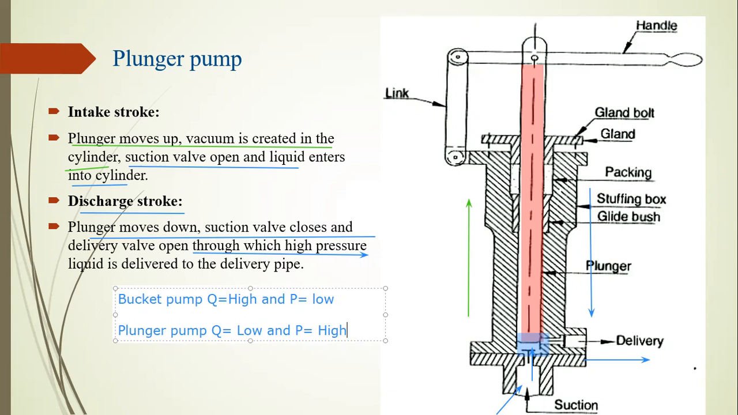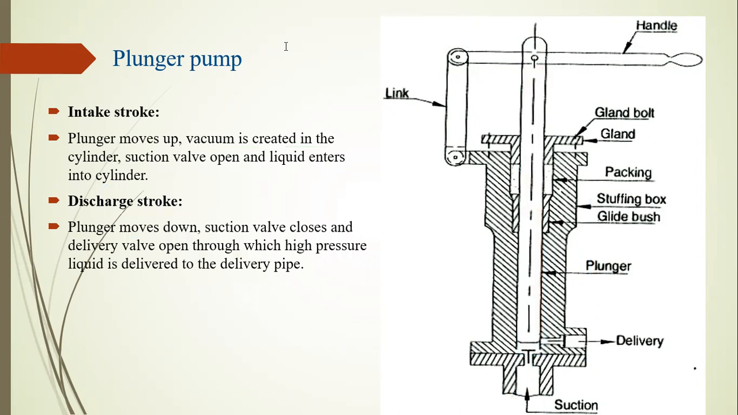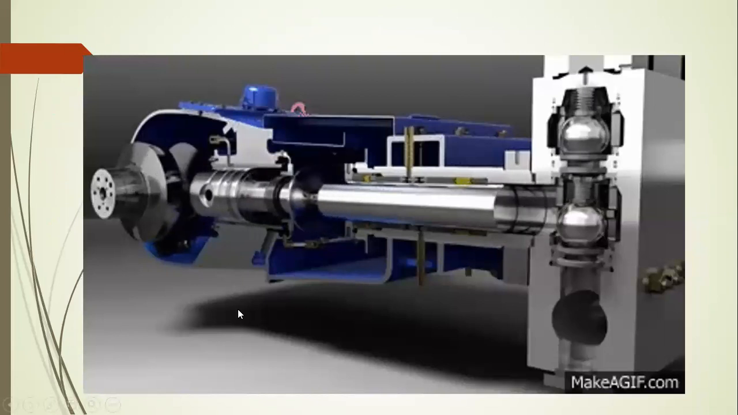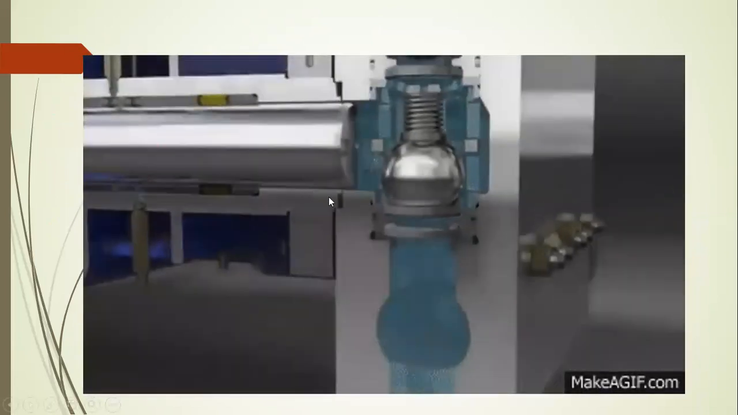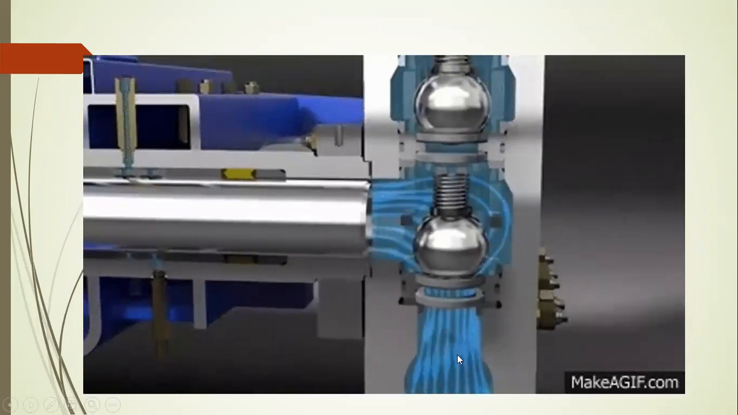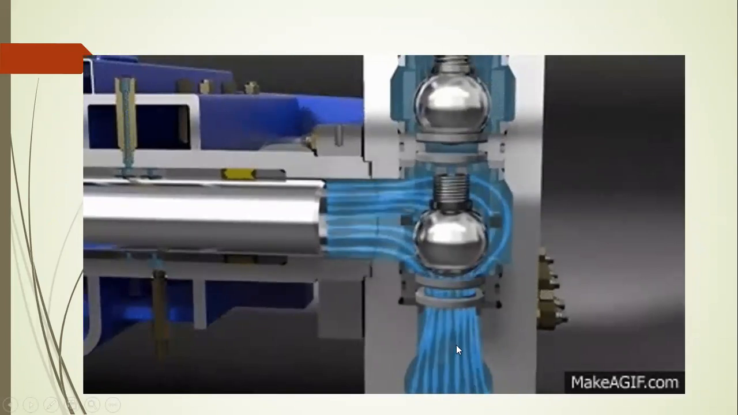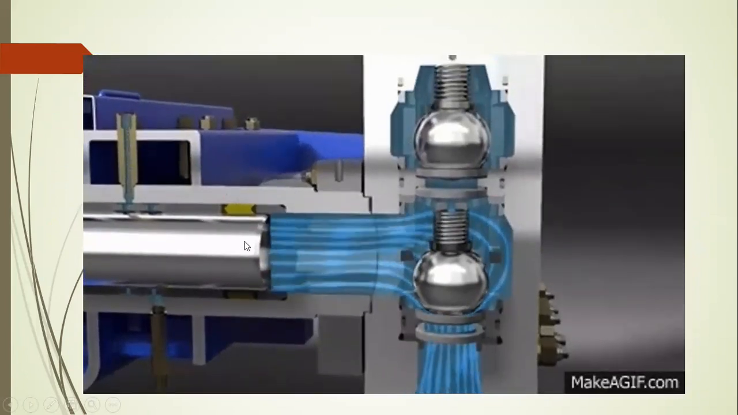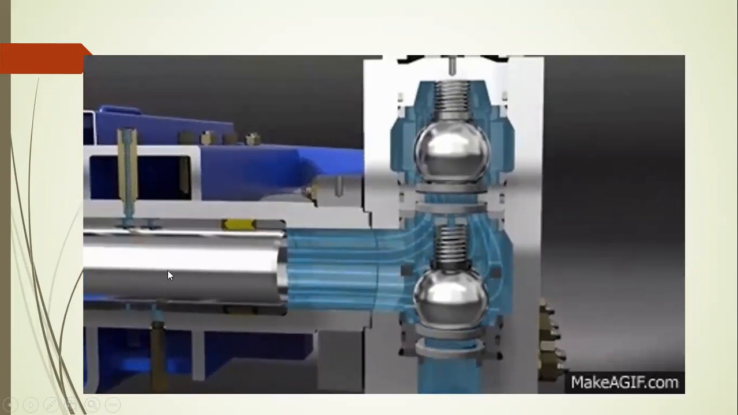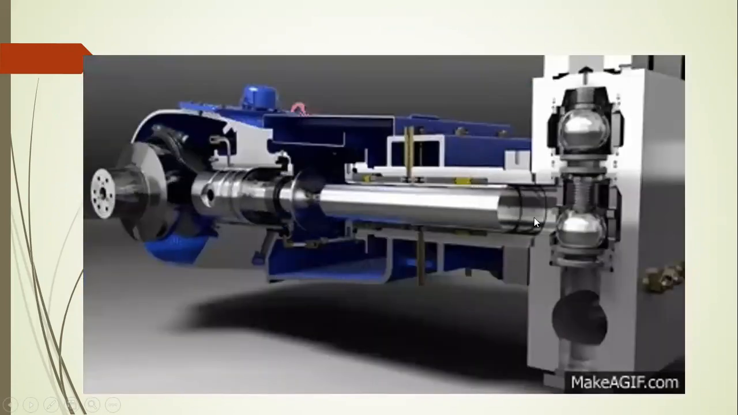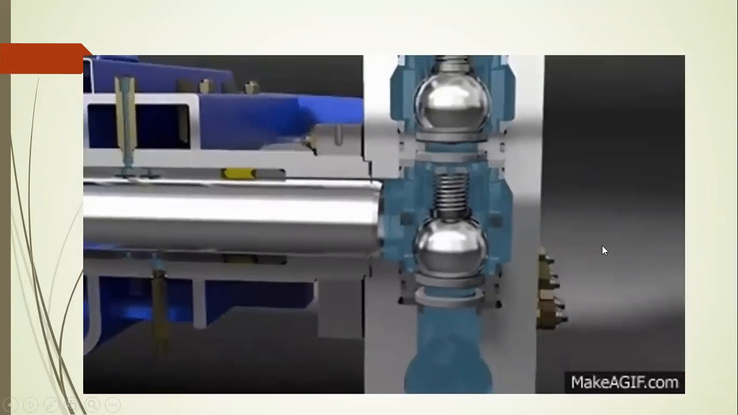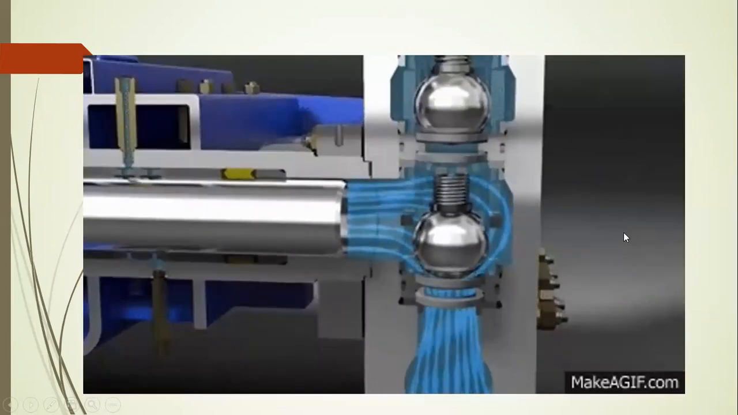Now we will show an animation file to clarify our understanding of the working of the plunger pump. This portion is shown as a plunger, and these two balls are the inlet and outlet. The water or any liquid enters through the suction line into the cylinder as the plunger creates a volume. In the other stroke, the plunger moves downward and the high pressurized liquid comes out. That is the normal working of a plunger pump.